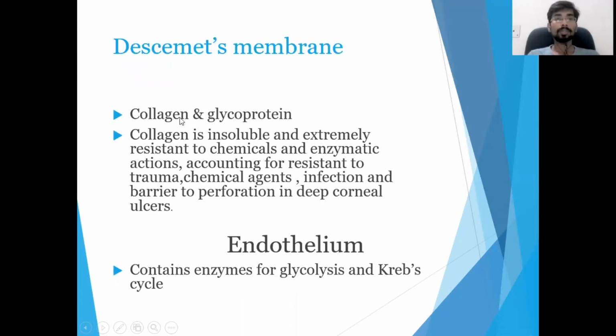Descemet's membrane: collagen and glycoprotein. Collagen is insoluble and extremely resistant to chemicals and enzymatic actions, accounting for resistance to trauma, chemical agents, infection and acting as a barrier to perforation in deep corneal ulcer. The endothelium contains enzymes for glycolysis and the Krebs cycle.